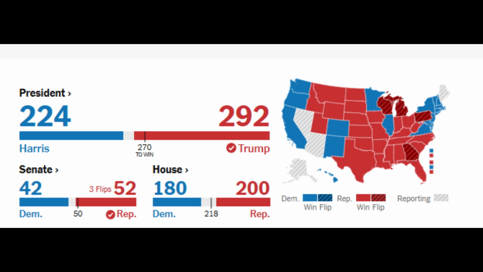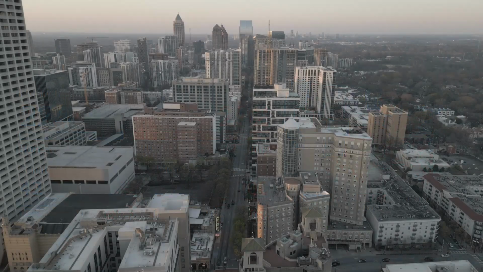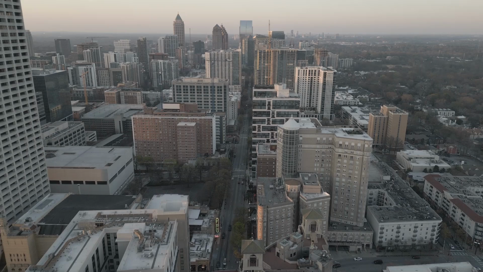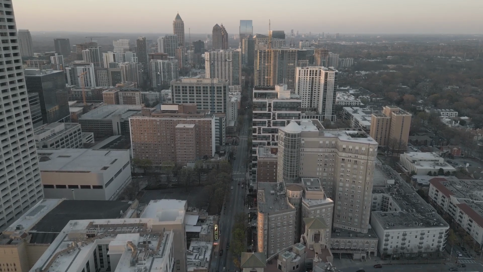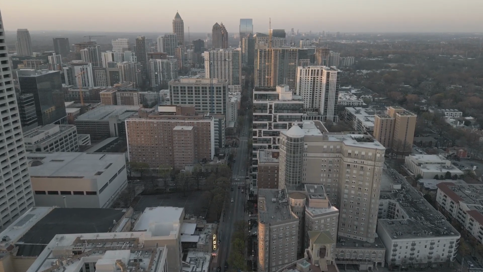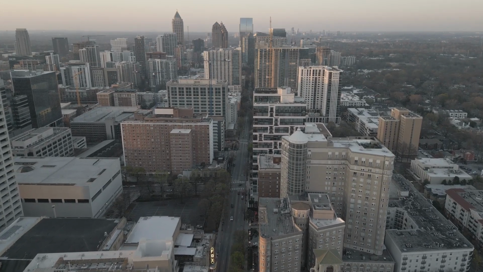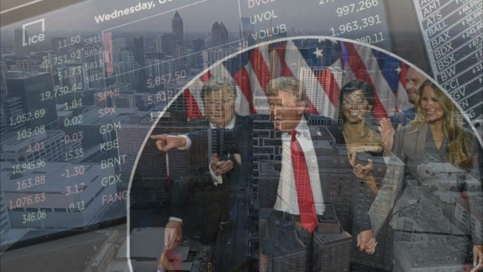With messages about reducing inflation, controlling immigration, and revitalizing industry, Trump positioned himself as the candidate who could best manage the economy. Polls showed a close race, but Trump's message managed to resonate. Despite his legal troubles, his ability to connect with voters and focus on key economic issues propelled him to victory.